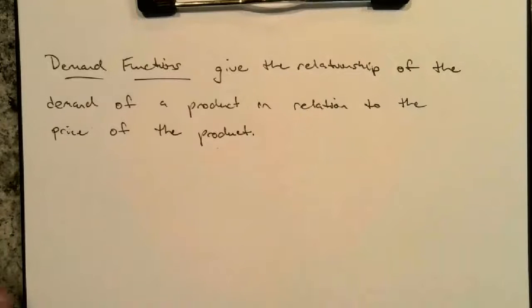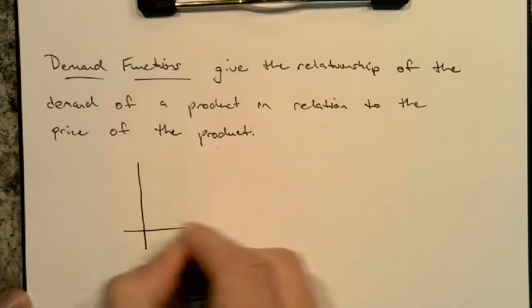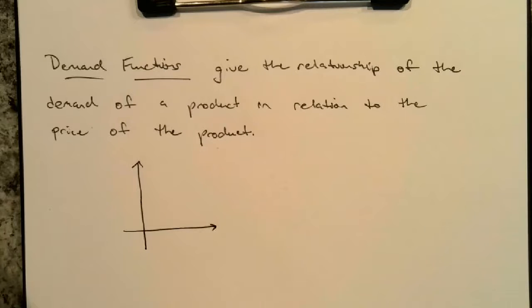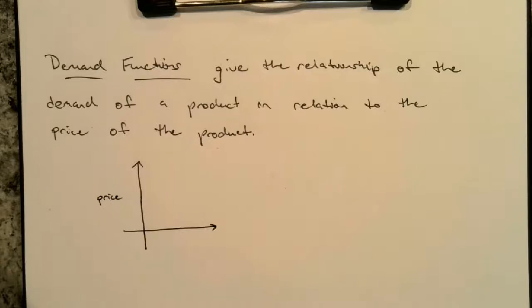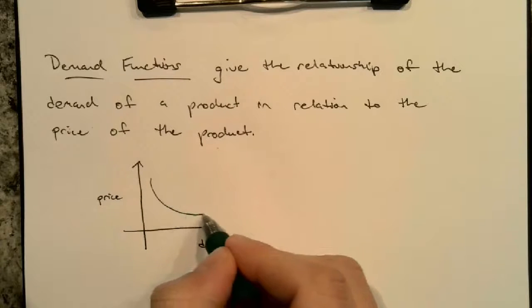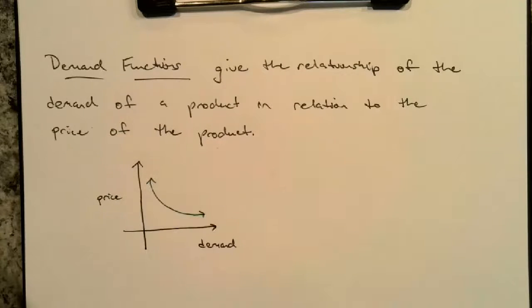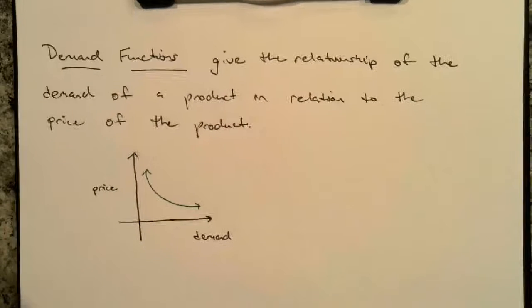And typically you'll see, it's just a rough sketch here, price where the y-axis would be, and demand where the x-axis would be, and there's some sort of curve. It could be a line. Usually it'll be some sort of curve that runs like this. Here showing that when the demand is low, there's typically a higher price. When the demand is high, there's typically a lower price.